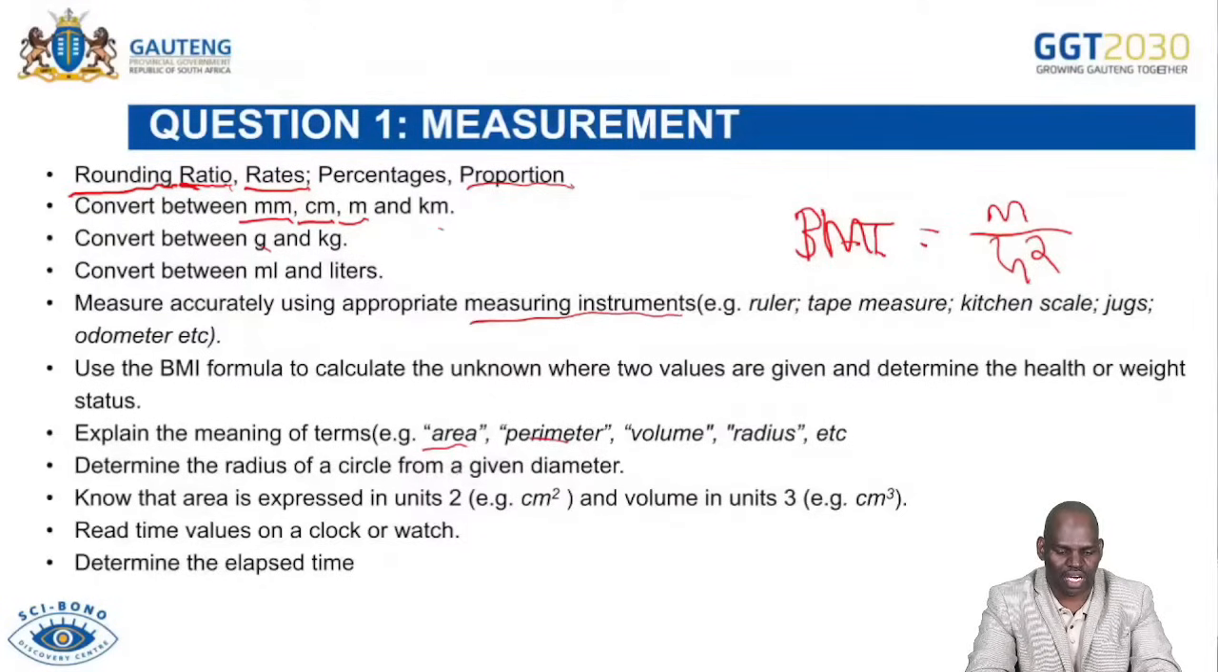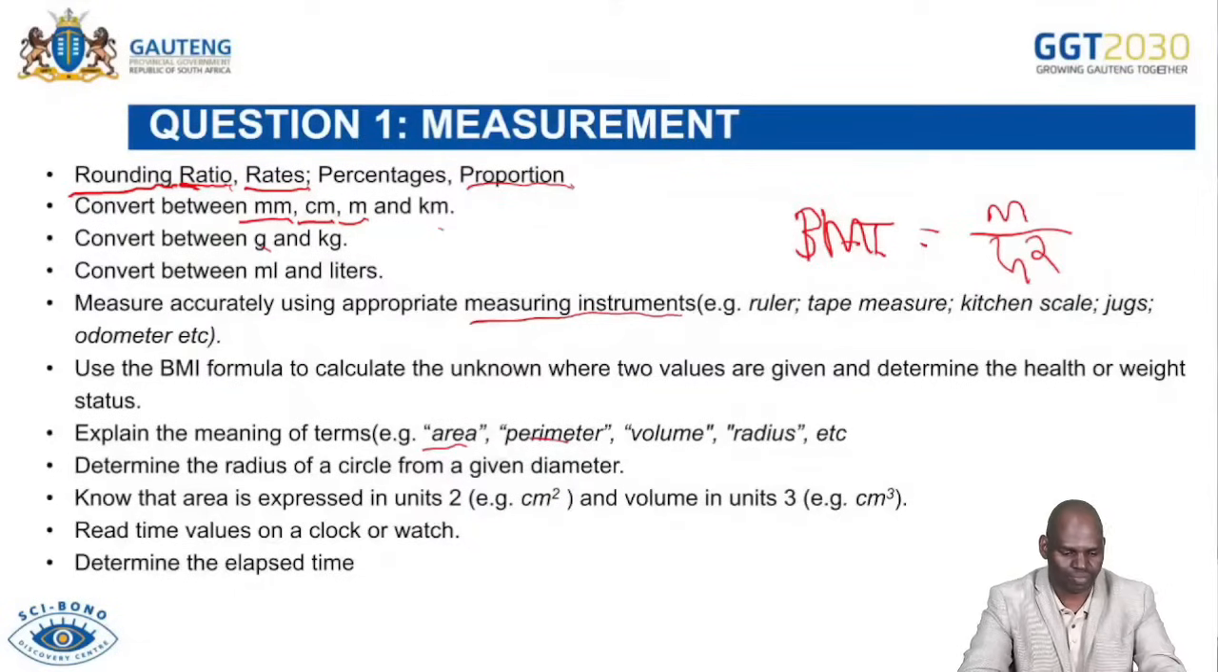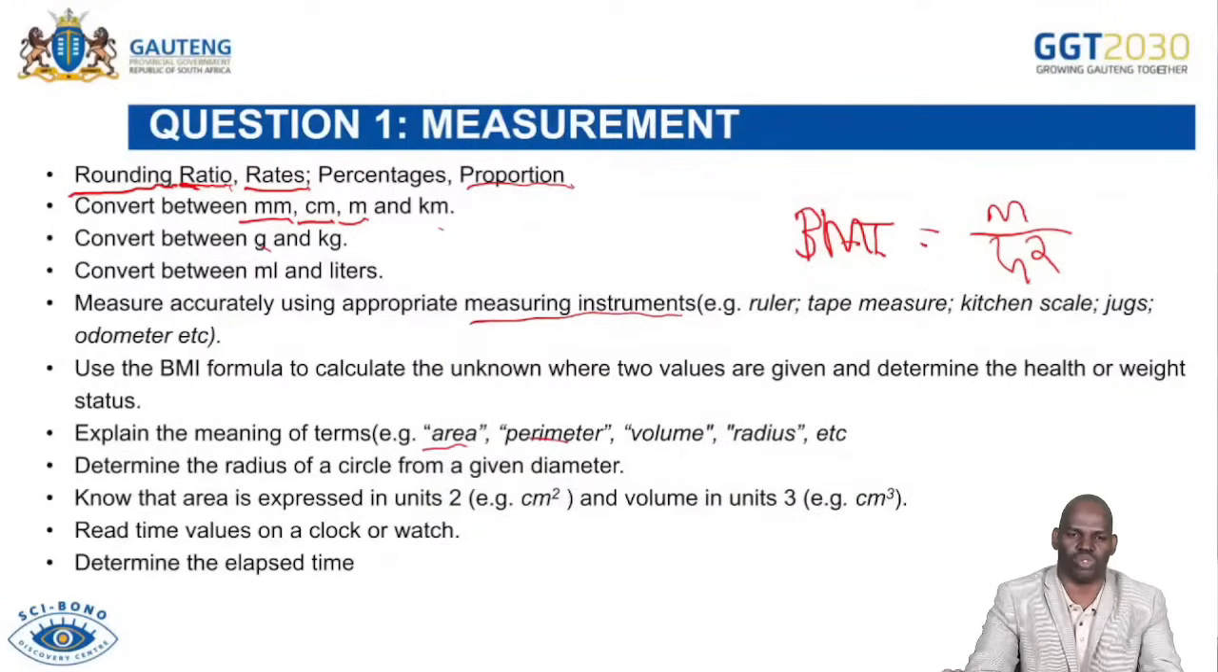Determine the radius of a circle from a given diameter. You must know that if you are given a diameter and they ask you to calculate the radius, you just take the diameter and divide it by 2. If they give you the radius, they say determine the diameter, you take the radius, you multiply it by 2.